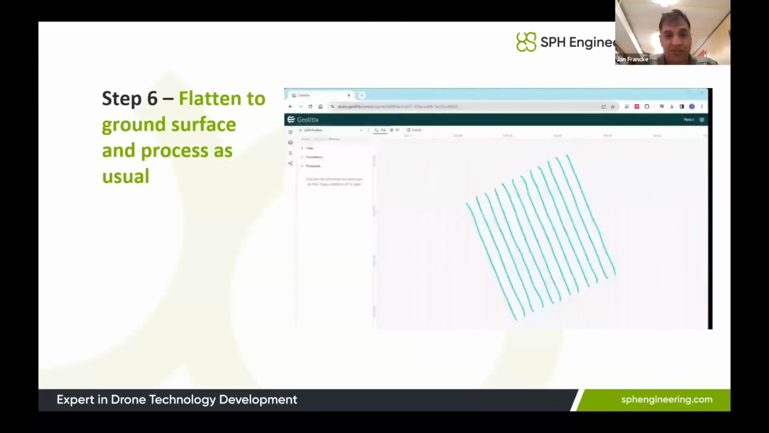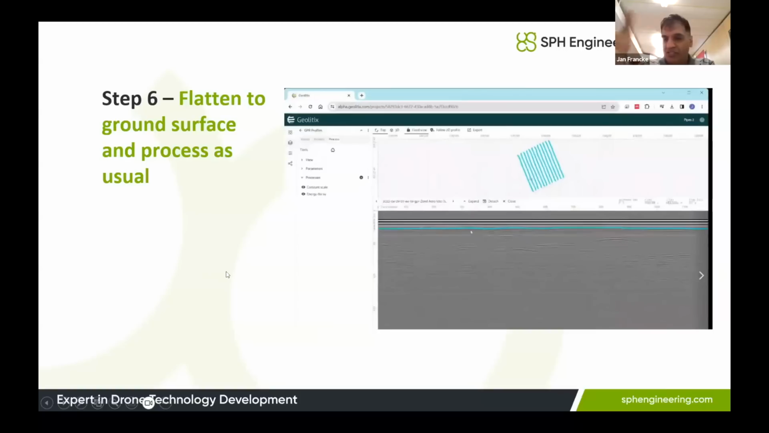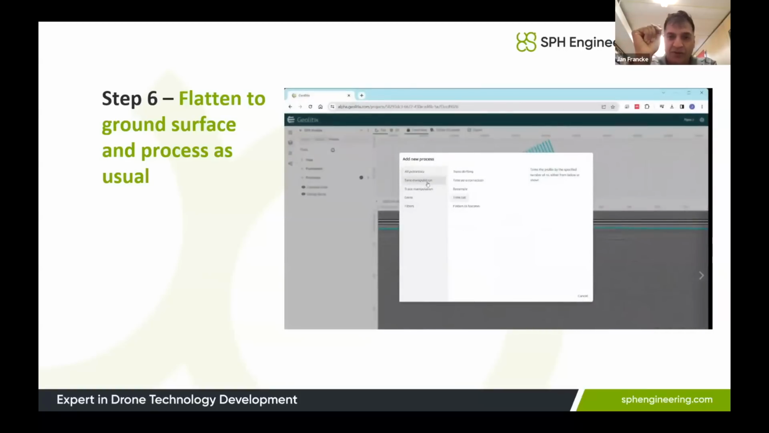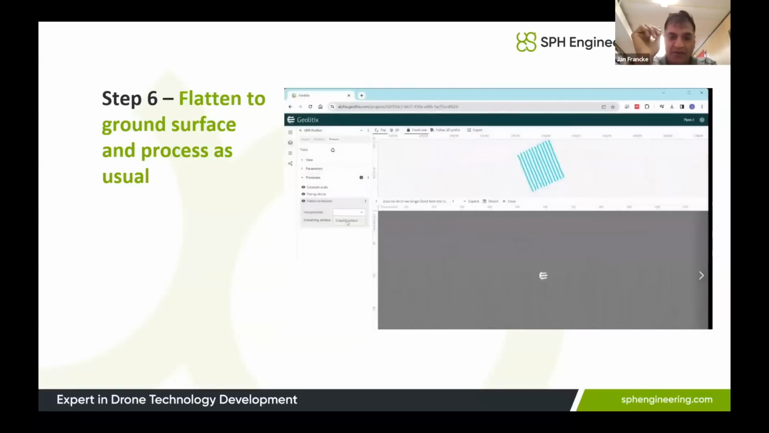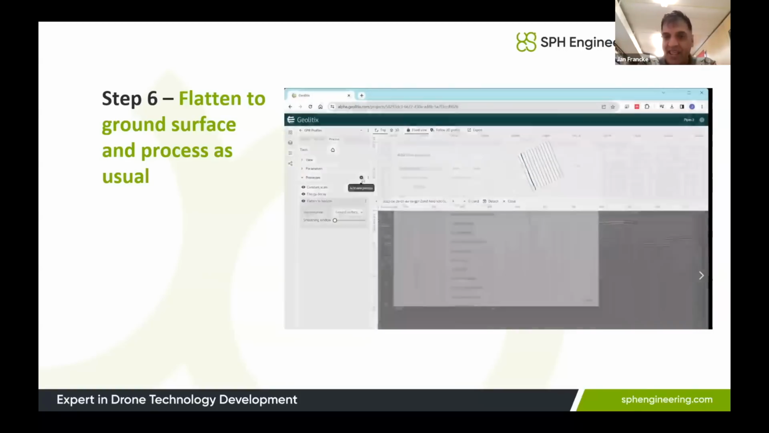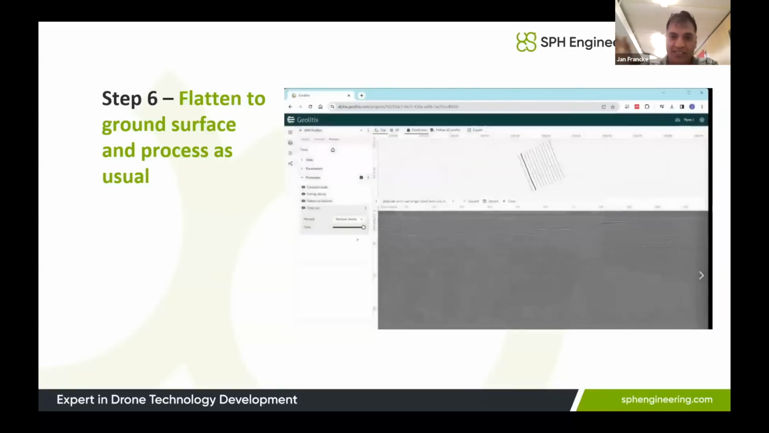The first step we're going to do is flatten everything to that ground surface. And there's a step to do that. So what we're going to do is go into the processing. Oh, it probably wants me to press start here. We're going to select a profile, add a new process, select which horizon, done. Everything's now flattened to one horizon.